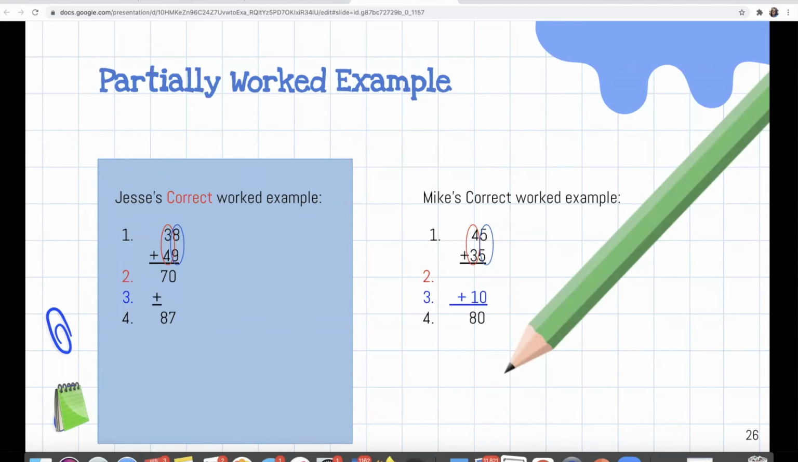The blue, step 3, is incomplete. That's what we mean by partially worked. Just steps have been left out. So you've got to look at what comes before, look at what comes after, and then plug in what's missing. They're puzzles. Where did you get the 70 from? From the 30 and the 40.